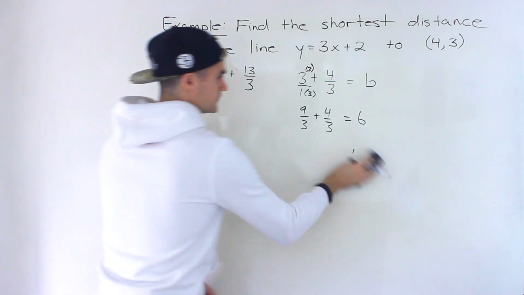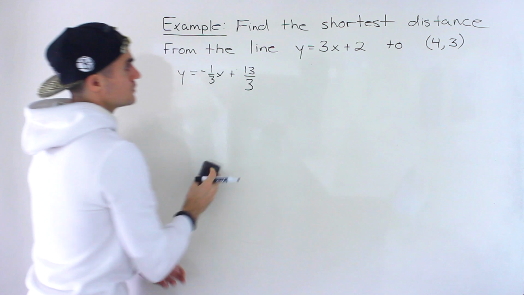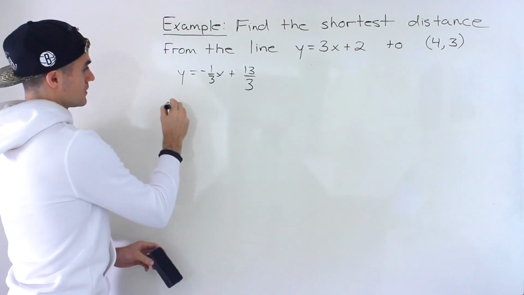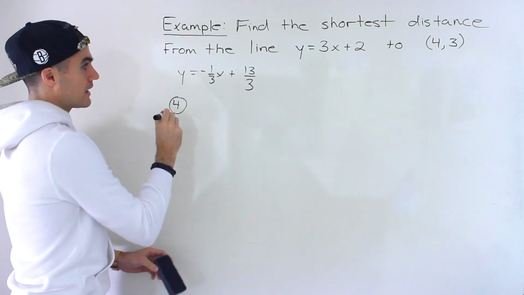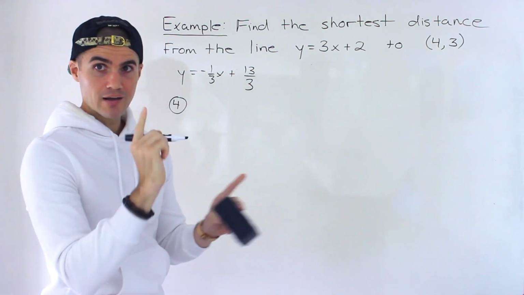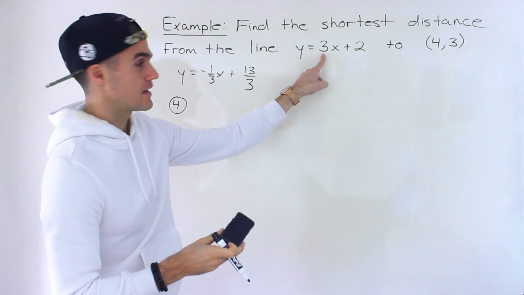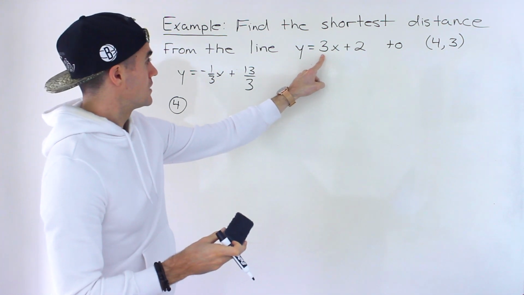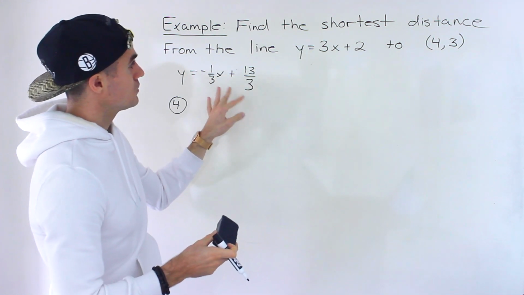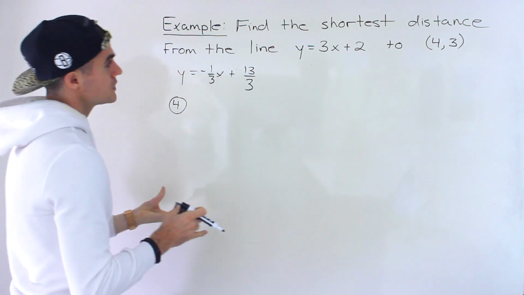So from here, what was step 4? We've got to find the point of intersection between L2, which is this line, and L1, this line that we were given. So finding the point of intersection between them, you could do substitution, you could do elimination.